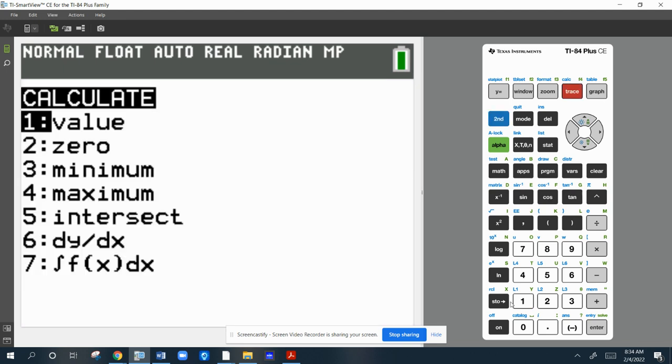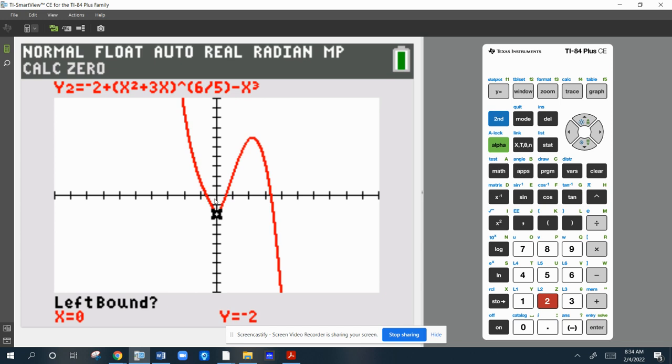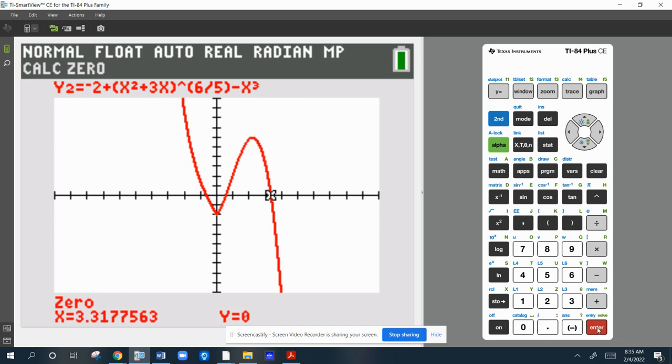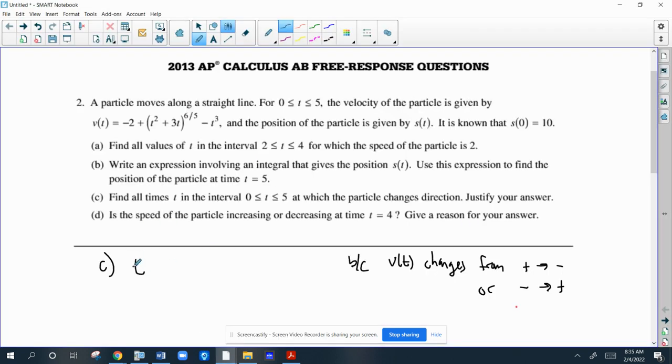So second calc 0. The first one is between 0 and 1. So I'll go left bound 0, right bound 1. Enter for a guess. I got 0.536. I'm going to copy that down in a second. And then I'm going to take this one, which is between 3 and 4. So second calc 0, left bound 3, right bound 4. Enter for a guess. 3.318. So those are the answers. t equals 0.536 and 3.318.